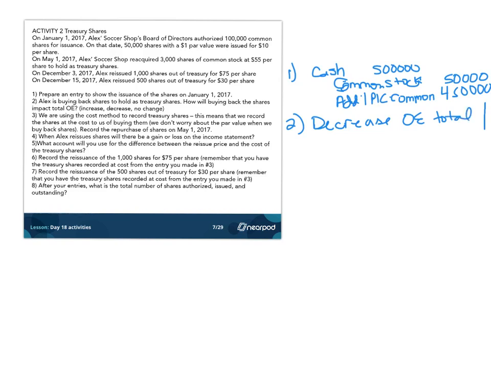Okay, so every time I buy more of my own stock, repurchase more of my own stock, I'm making my owner's equity smaller and smaller. All right, question number 3. We're going to use the cost method to record treasury shares, and basically that means, just as it says here, that we are going to not worry about the par value. We're just going to use that cost as a cost basis for the shares, right?